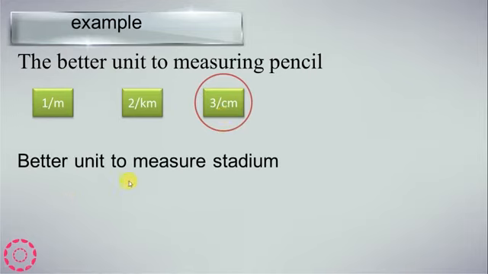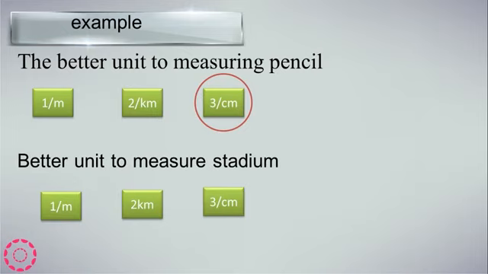Better unit to measure a stadium. A stadium is a normal place, not very big like the distance between cities, and not very small like a pencil. To measure a stadium, we use meters, kilometers, or centimeters? I say meters is correct.